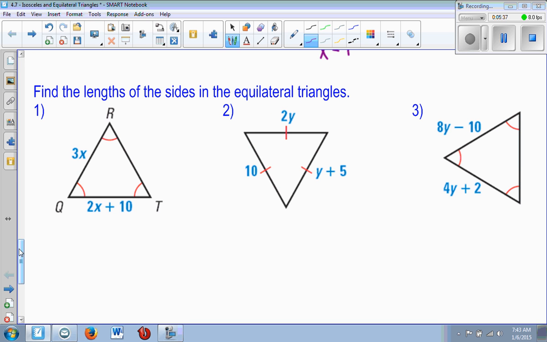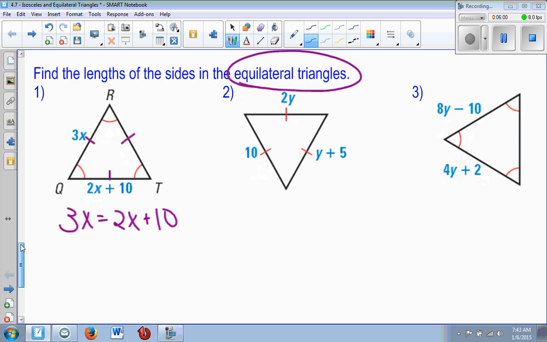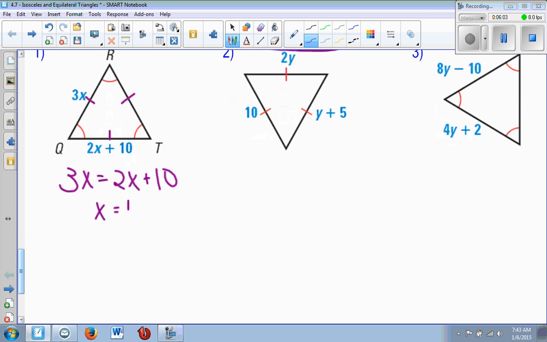Down here in these three problems, notice that you're told that they're equilateral triangles. So we know all three sides are the same. That also tells us that all three angles are the same. So in number one, all three of these sides are the exact same, which means that all I have to do is take two of them and set them equal to each other. It's a very easy equation to solve. So if I subtract 2x from both sides, we get x equals 10.